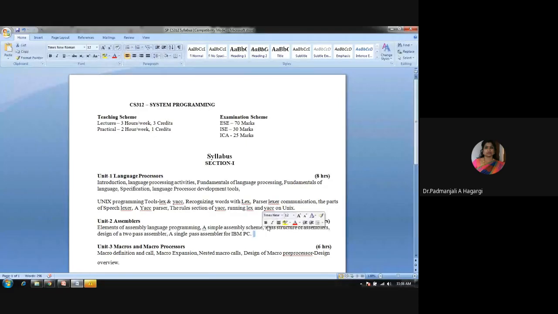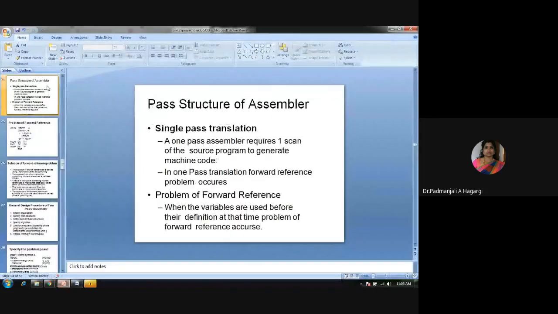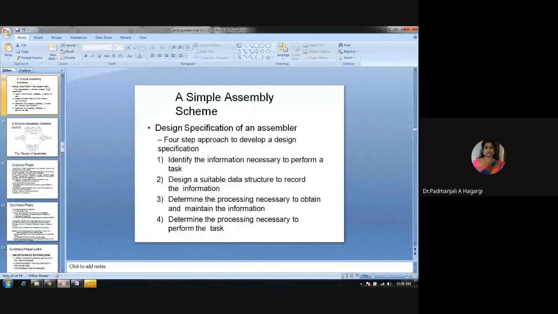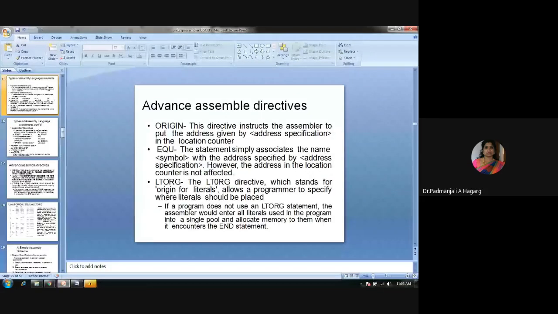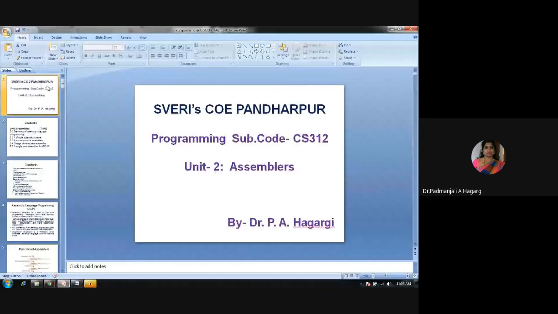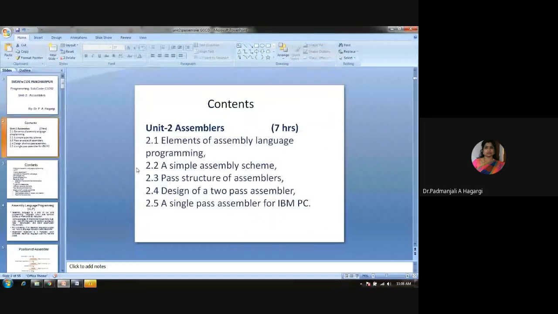Here I am in 2.3. If we go to the slides, I would like to show the contents once again. The contents are the elements of assembly language in a broad way, and a simple assembly scheme. Now, 2.3 is the pass structure of the assemblers. Elements of assembly language: three elements we have seen.